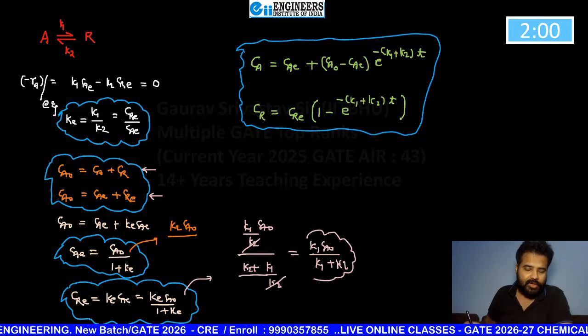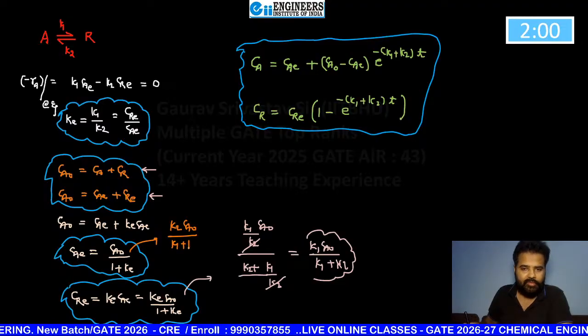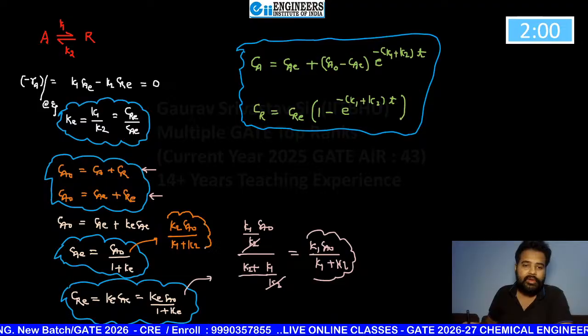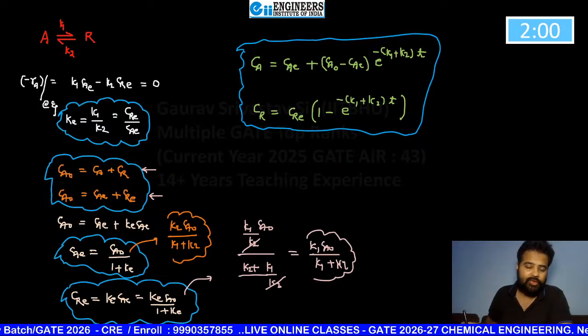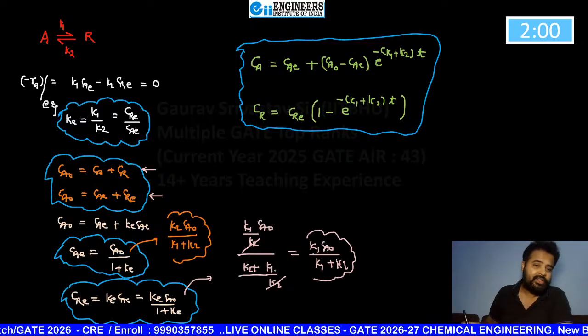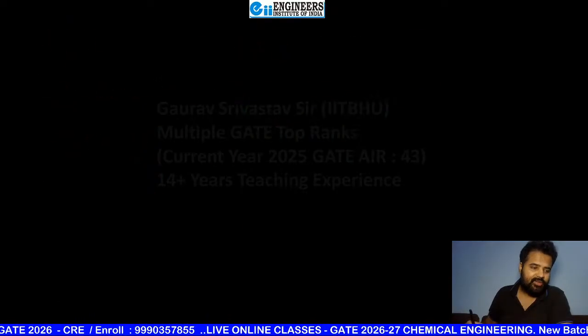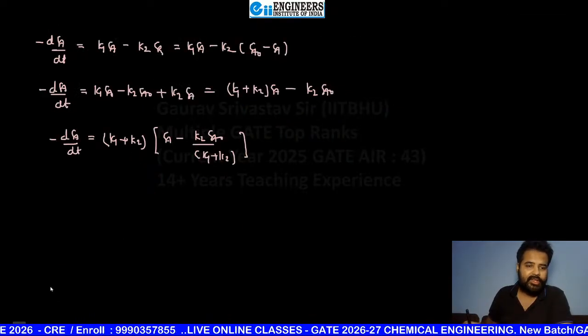See, k1 by k2 will be in numerator, then here k1. Yeah, see, it can be written as k2 CA naught upon k1 plus k2, and it can be written as k1 CA naught upon k1 plus k2. बोलो बेटा सभी को clear है? Is it clear that we can put here CAE, in this place?